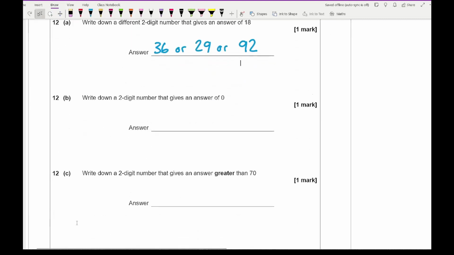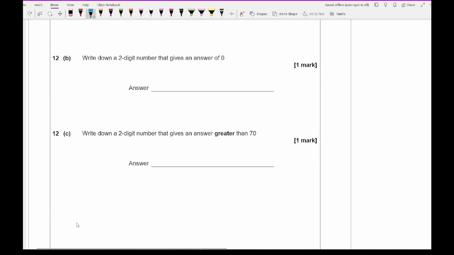For question 12b, it says write down a 2-digit number that gives an answer of 0. So basically what you could have is any 2-digit number with a 0. So for example, you could have 20, you could have 40, could also have 06, as it has asked for a 2-digit number. That is still a number, but I personally wouldn't run the risk of 06. I would go for a number that ends in a 0.